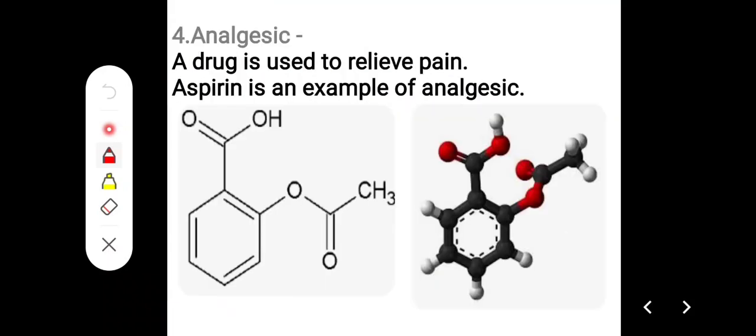Next one, analgesic. A drug used to relieve pain, a painkiller, is termed as analgesic. Aspirin is an example of analgesic. This is the structure. Now we consider this as a ball and stick model. In chemistry, in a ball and stick model, for better understanding of the structure, we can connect many balls by sticks. By using different colors of balls, we can say this is the carbon atom, this is the oxygen atom, this is the hydrogen atom, and so on. These black balls are carbon, these white balls are hydrogen, and these red balls are oxygen. This way we can justify this structure.